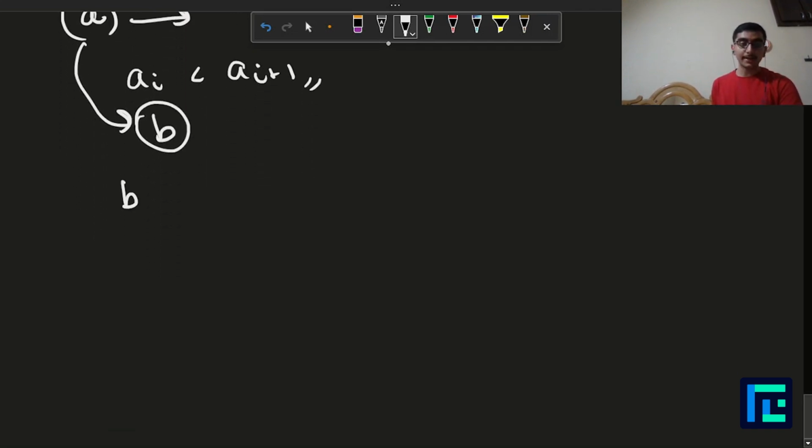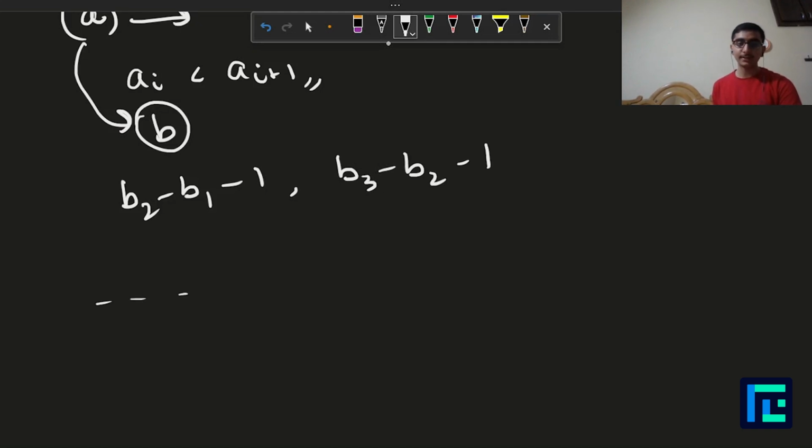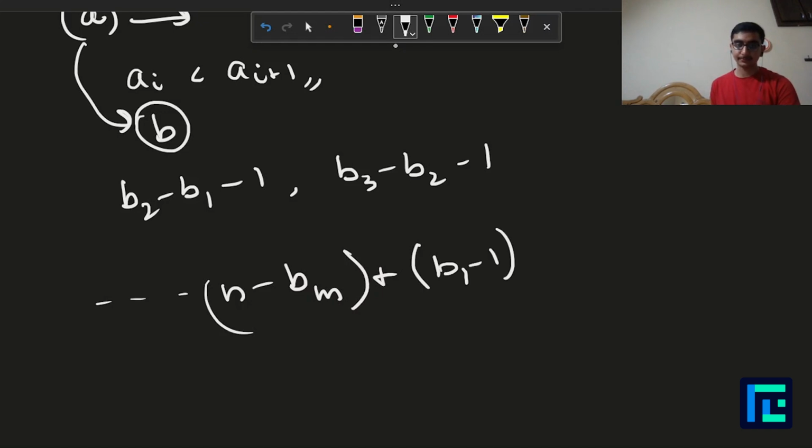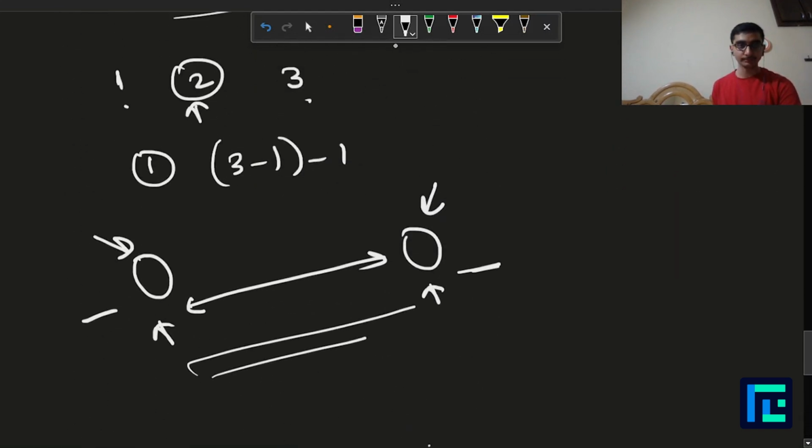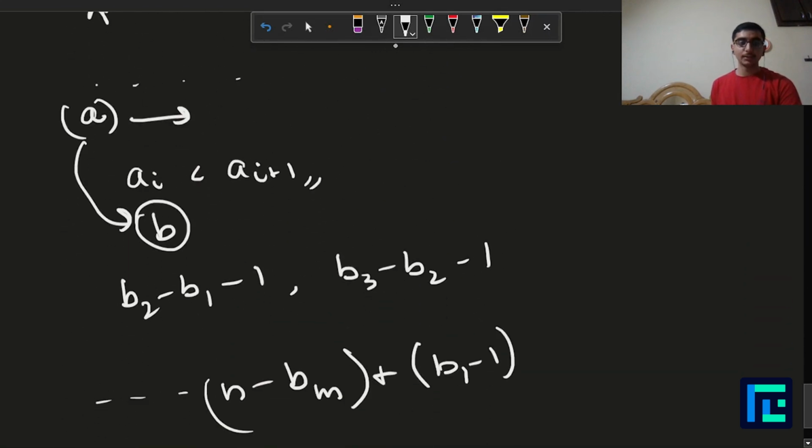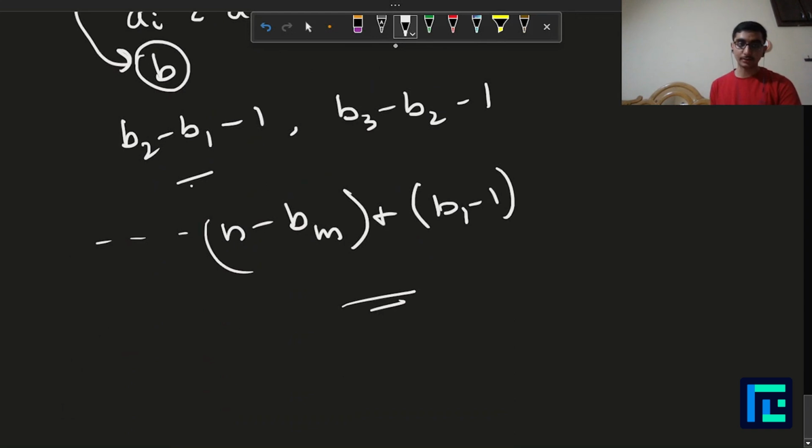So now I calculate the ranges B2 minus B1 minus 1, B3 minus B2 minus 1, and so on, and the last range would be N minus Bm plus B1 minus 1. I hope I wrote that earlier as well, right? So these are the ranges of the uninfected houses between every pair.